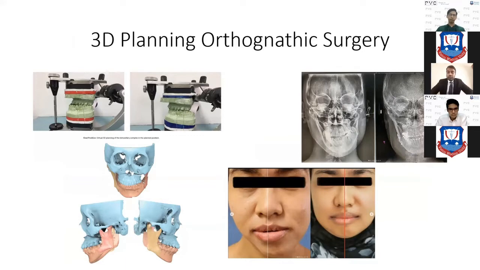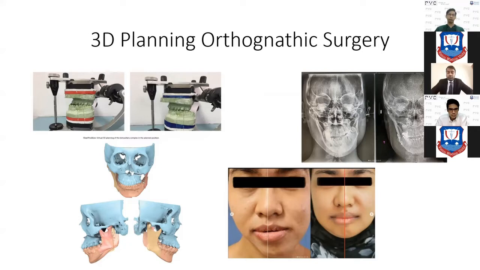In orthognathic surgery in other parts of the world, especially in America, 3D planning is like taking an alternate impression in clinic. It's so basic that they do it for all their patients. But in parts of the world like Asia, where economically it's not great, treatments can be very expensive, and 3D planning in Asia costs a lot of money. Not many people have that money to spend. So how do we do it then?